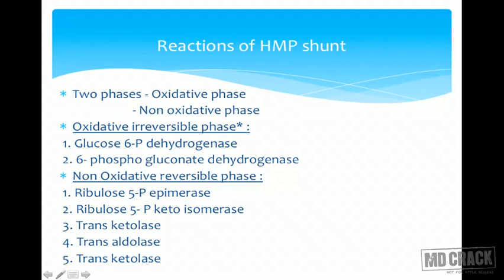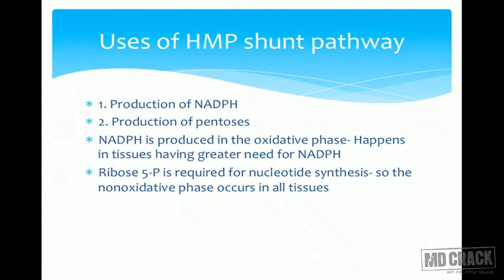Now these are the different enzymes involved in the reversible phase. So what are the uses of the HMP shunt? As I've already told you, the most important use is the production of NADPH. What else is the use? The second use is that during all these reactions, ribulose 5-phosphate is formed, which will be converted to ribose 5-phosphate. Ribose is a pentose. Ribose 5-phosphate acts as the precursor for the de novo synthesis of nucleotides.